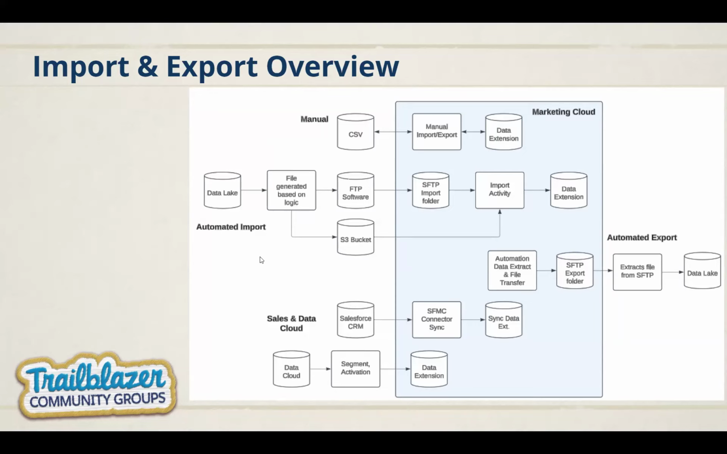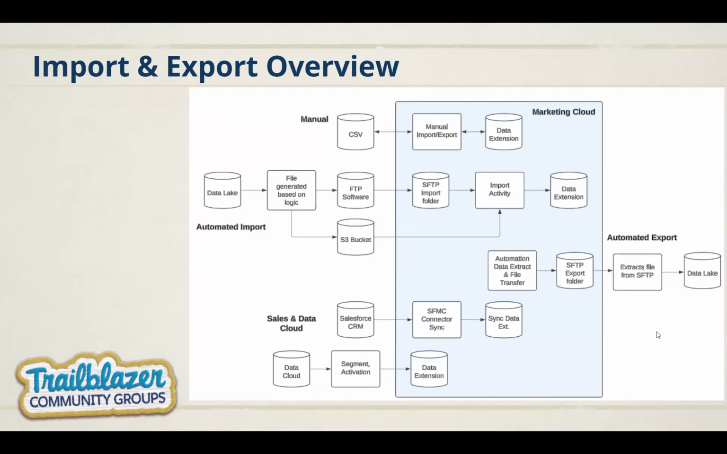We're going to be covering some automated imports where you might have a data lake and you might use some sort of program to generate a file based on some sort of logic that you want to update. You could either drop that into an S3 bucket or use some FTP software to drop it into an import folder on the FTP in Marketing Cloud, and then use the import activity to pull in that data or update data in a data extension.